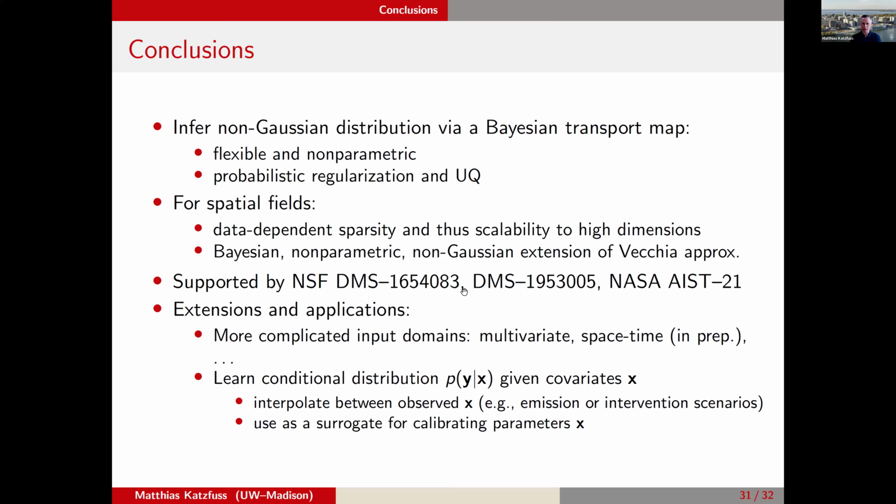I want to acknowledge some funding from NSF and NASA. And then maybe just mention again, we have these extensions. I showed you the multivariate extension. We're also working on a space-time extension and other things along those lines. And then we're working on this conditional distribution learning when we have covariates X, so that we can interpolate between observed covariates, or we can use it as a surrogate for calibrating parameters X in a climate model, say.